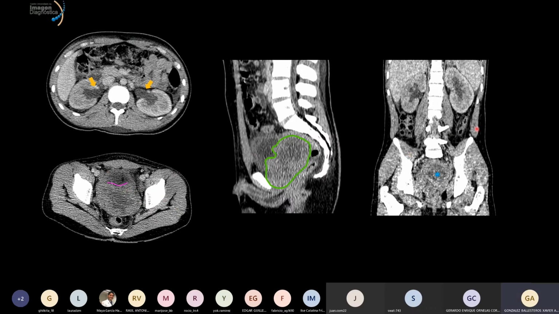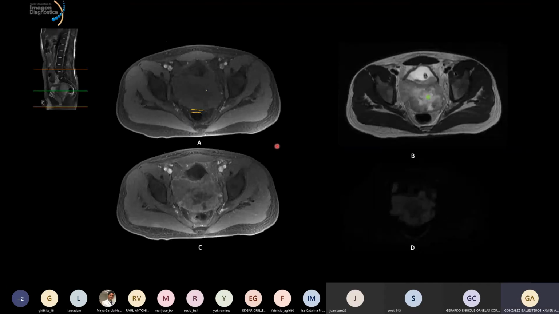Also, we can see that both ureters are dilated, and we can see an asymmetric nephrographic phase. The cortex of the right kidney is less dense in comparison with the left kidney. This is related to the renal failure of the patient caused by the pelvic mass, which was obstructing the ureters. So then, we proceeded to perform an MRI.